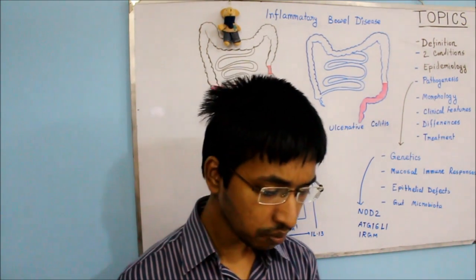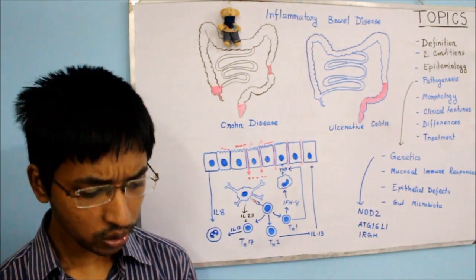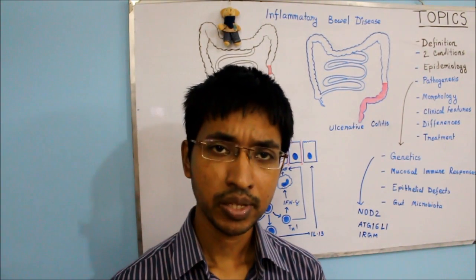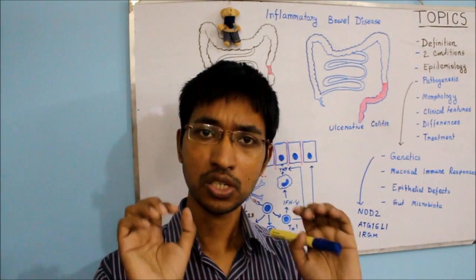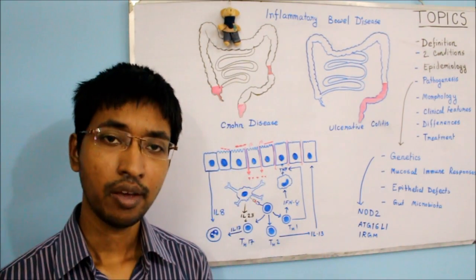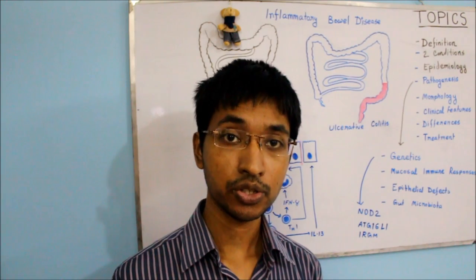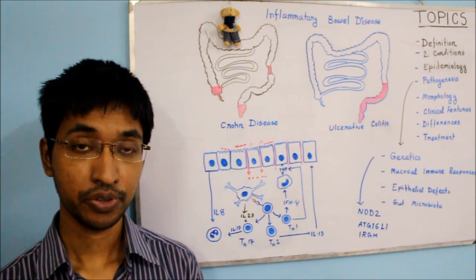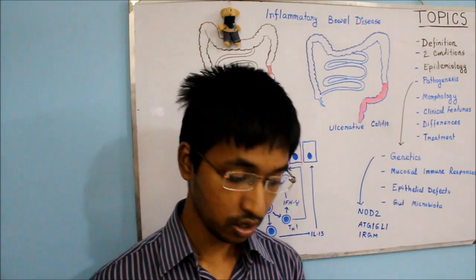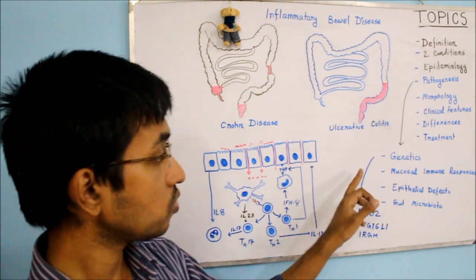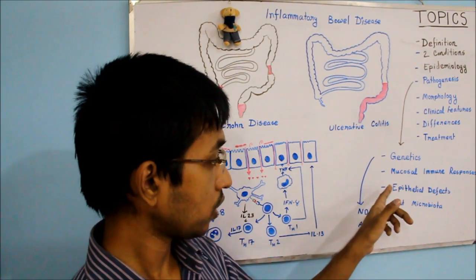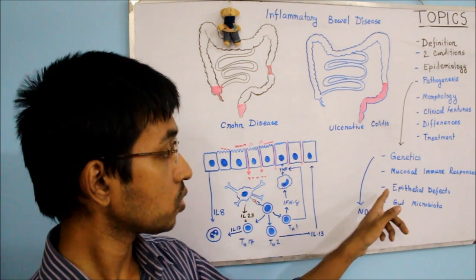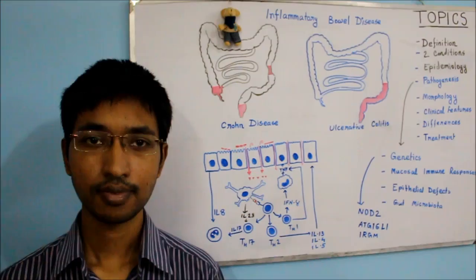Now, what do we mean by concordance? Concordance in genetics means the presence of the same traits or same presentation among both members of a twin pair. So that is concordance. So now that we have talked about the genetic factors, we will move on and talk about the next factor, and that was the mucosal immune responses.